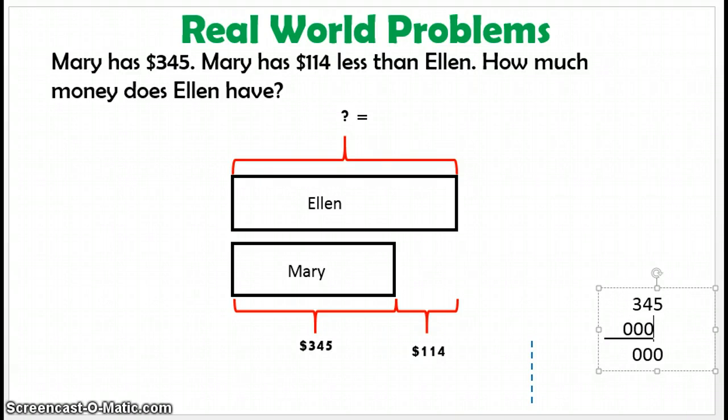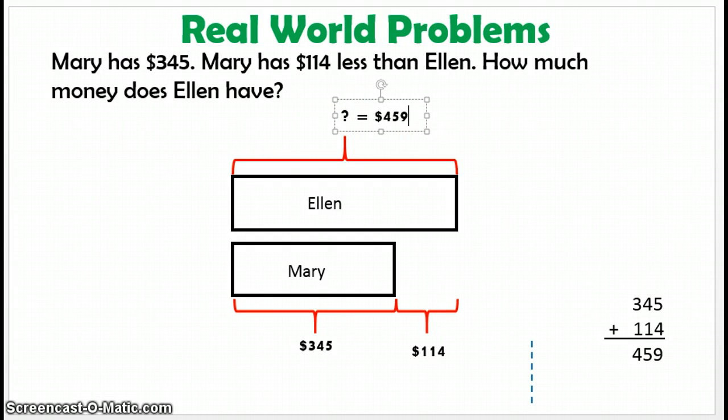So the last thing that I'm going to do is I'm going to show you my work. So let's see, 345 plus 114. Oops, don't forget your addition symbol. I'm adding those together, so 5 plus 4 is 9. 4 plus 1 is 5. And 3 plus 1 is 4. So, Ellen has $459.